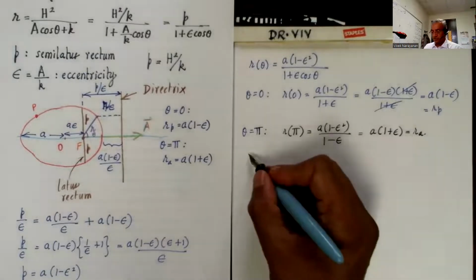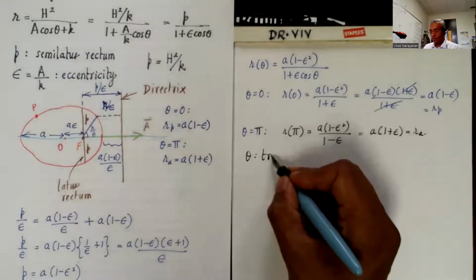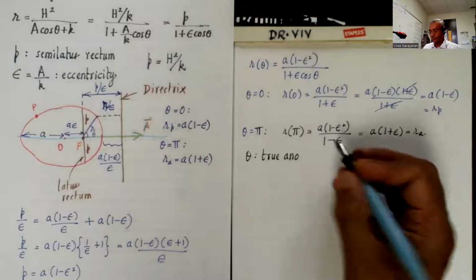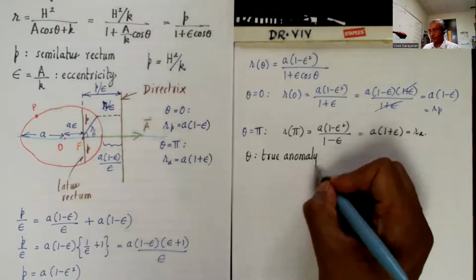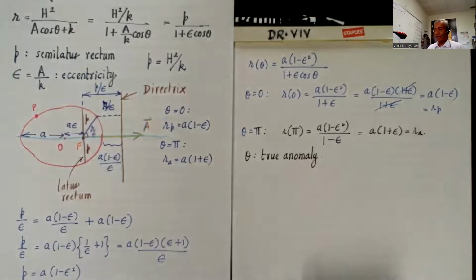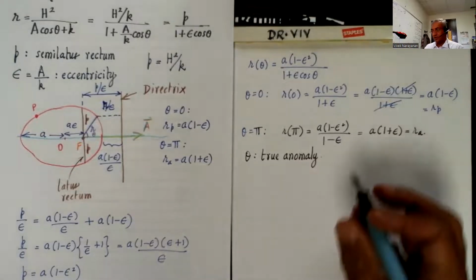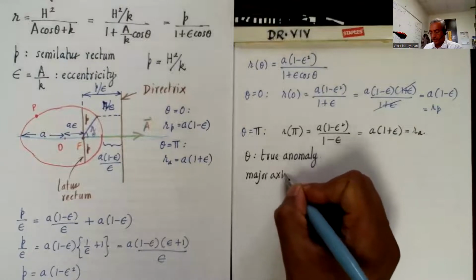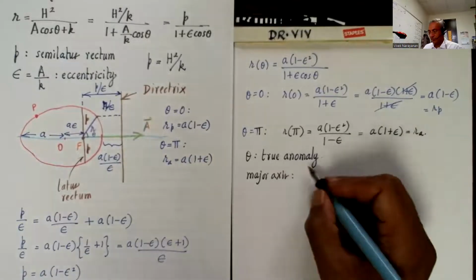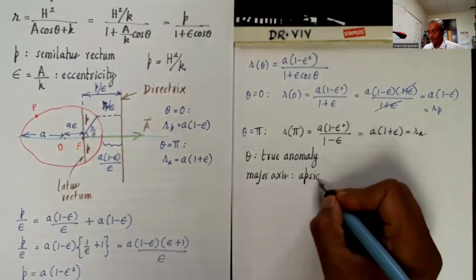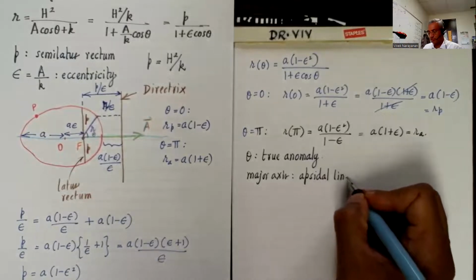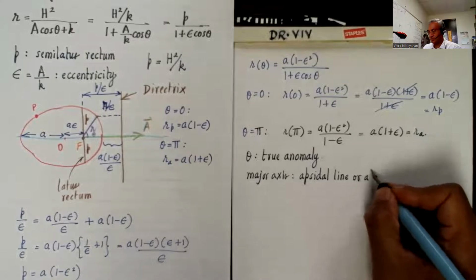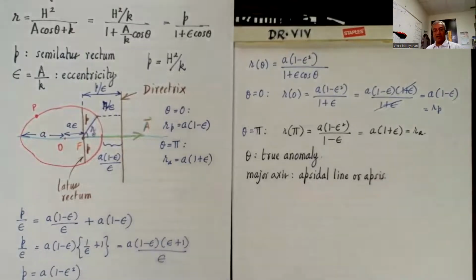Now there's a name for the theta. It's known as the true anomaly. I believe I introduced this term last time also. It's an angle between the perihelion and the radius vector. And the major axis, which is this line I drew here, is called the apsidal line, or the apsis. So these are just astronomy terms. That's why in the ancient literature, they say that the Runge-Lenz vector points along the apsis.